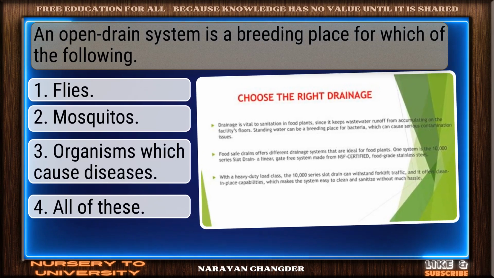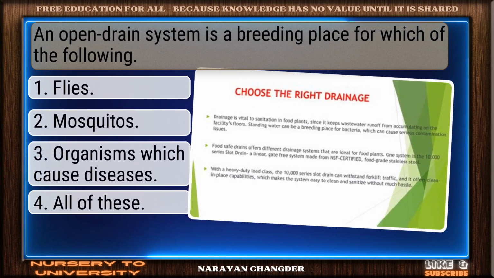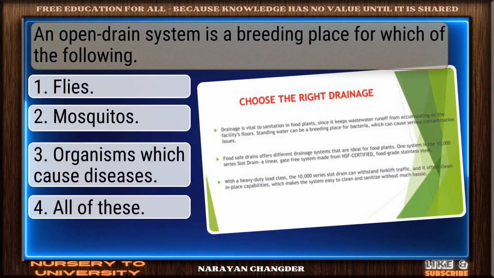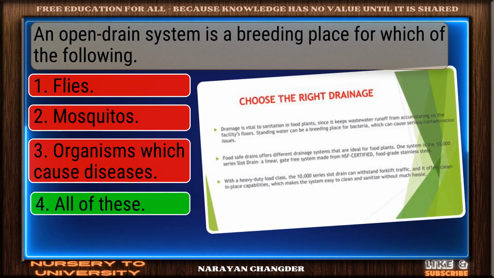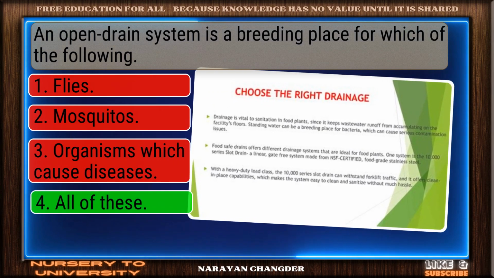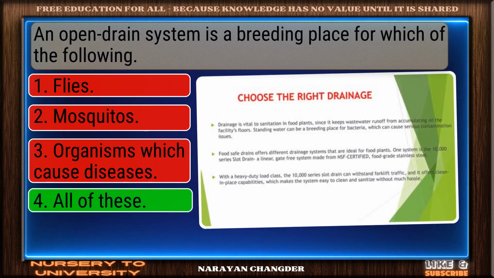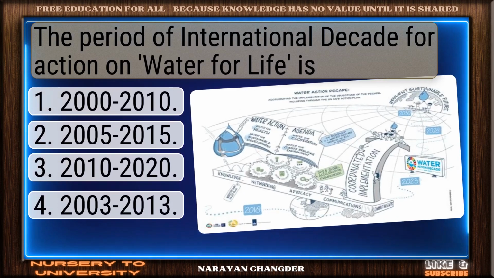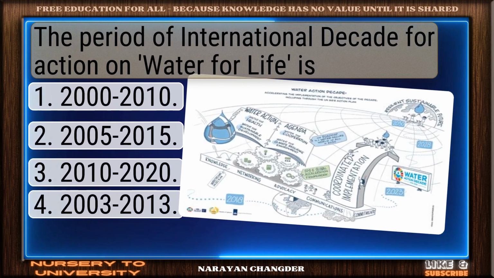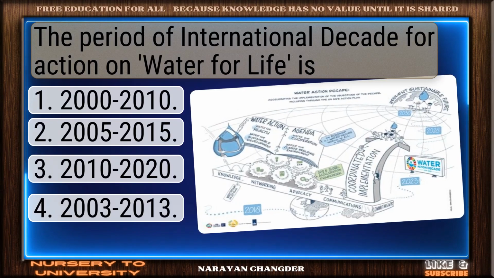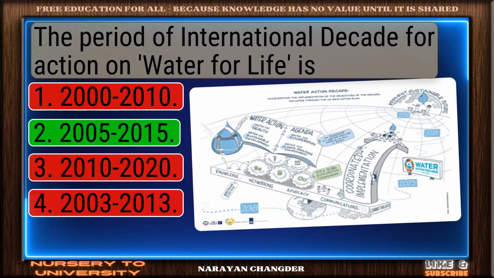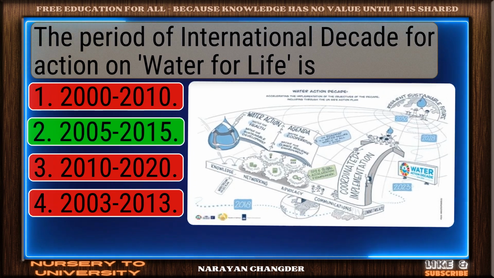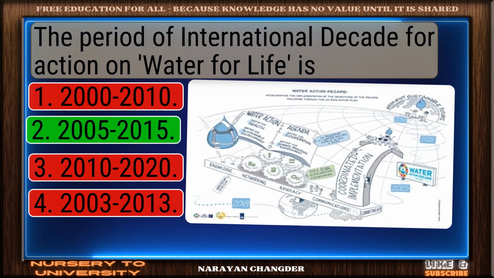Question number 40. An open drain system is a breeding place for which of the following? Smart move. All of these is an accurate answer. Question number 41. The period of International Decade for Action on Water for Life is? Perfect. 2005-2015 is the correct choice.